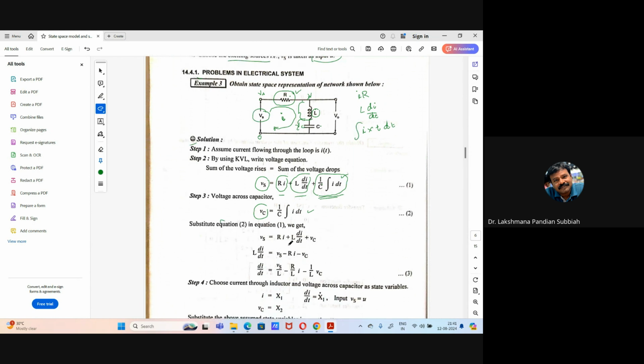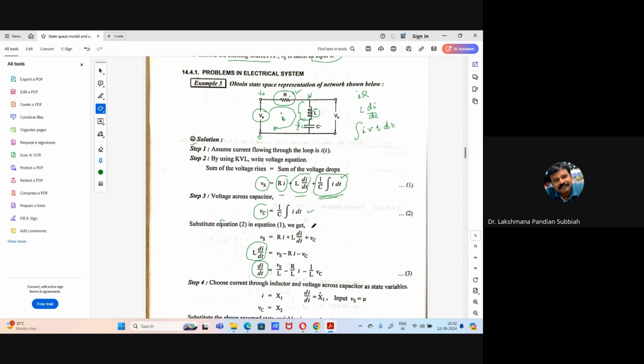We now have L dI by dt on the left-hand side, and on the right-hand side we have Vs minus Ri minus Vc. So that one is the voltage across L. Then this L is going to come to the other side, so now in the differential form we have dI by dt, with L dividing on the right-hand side.